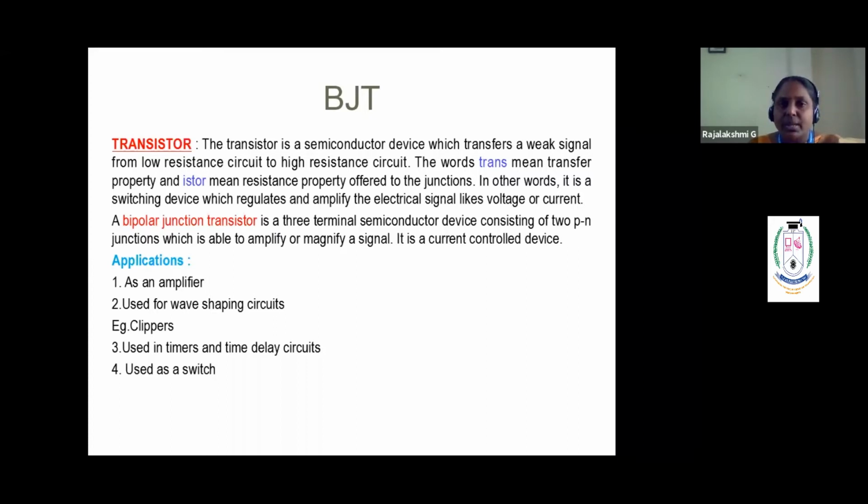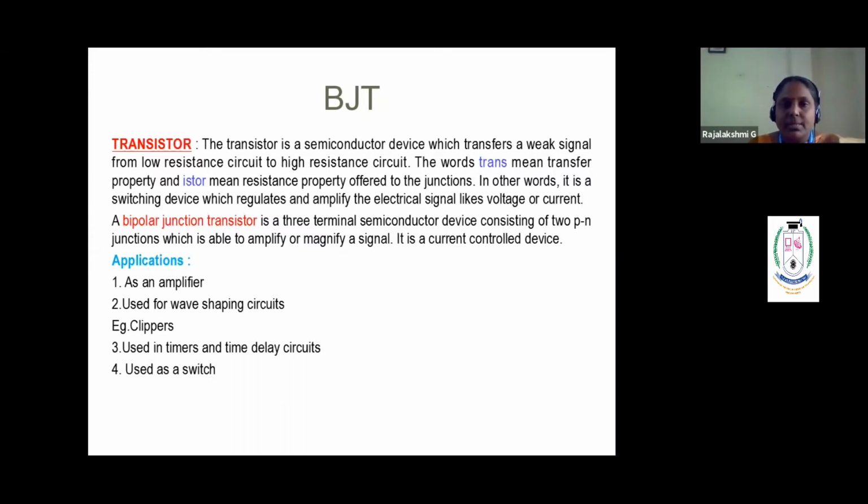This device is mainly used as a switching device and also for amplification. What do we mean by amplification? Amplification means converting a weak signal into a strengthened signal, and we can use the transistor for that, either for voltage or current. There are many kinds of transistors, like the bipolar junction transistor, the field effect transistor, and the metal oxide semiconductor field effect transistor. Here we are going to see the bipolar junction transistor.